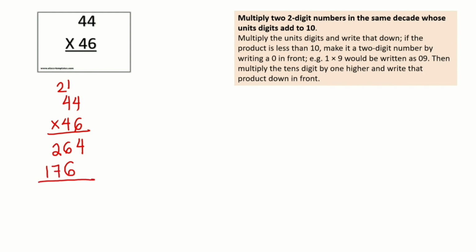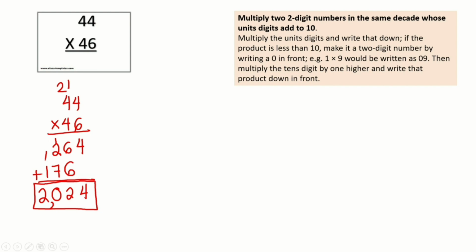Next is we add. So bring down 4. 6 plus 6 is 12. So this is 2 carry 1. 1 plus 2 plus 7, that's 10. So we have 0 carry 1, and then 1 plus 1, that is 2. The product of 44 multiplied to 46 is 2,024. Again, if you encounter this kind of problem, you can multiply this in 5 seconds.